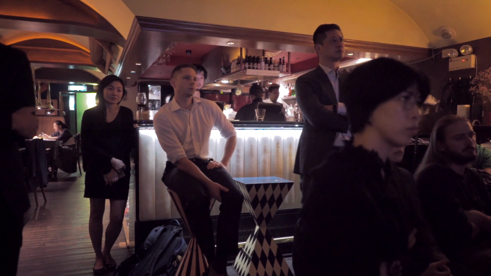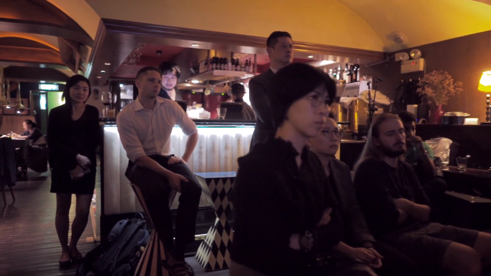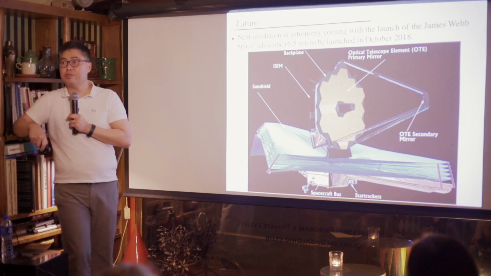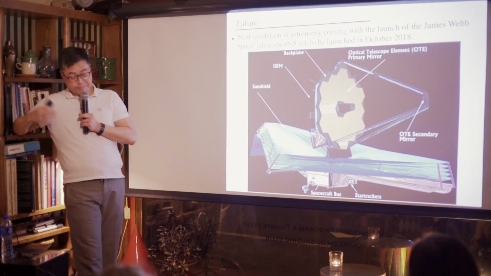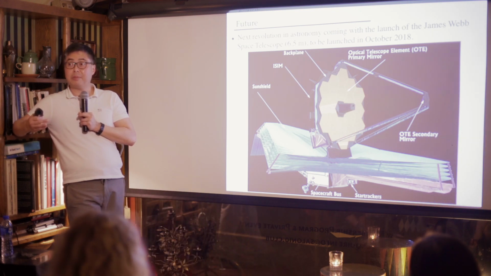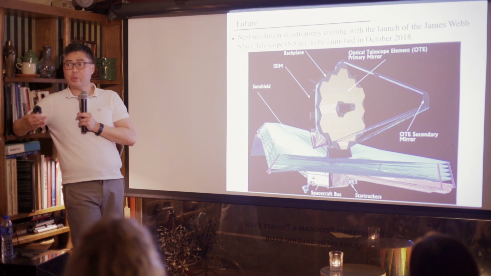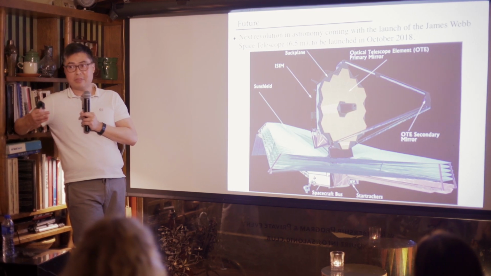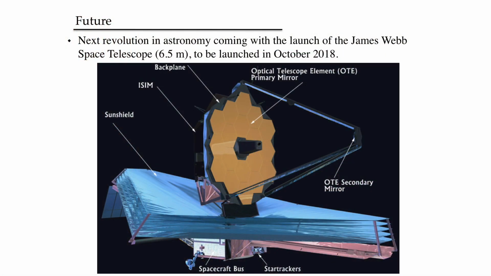Let me wrap up with just a brief word about the future. The future lies in two kinds of telescopes as far as observational cosmology goes. One is the James Webb Space Telescope. This is the next generation space telescope after Hubble. Hubble has been up there for over 20 years now. It's just about gone. The James Webb Space Telescope is three times bigger in size, and it'll be launched next year.